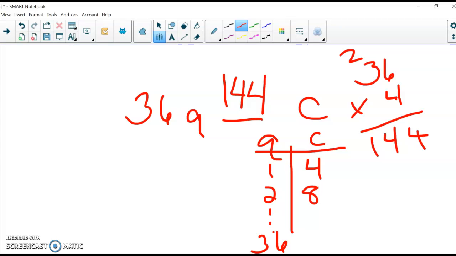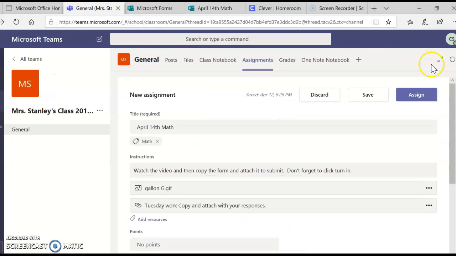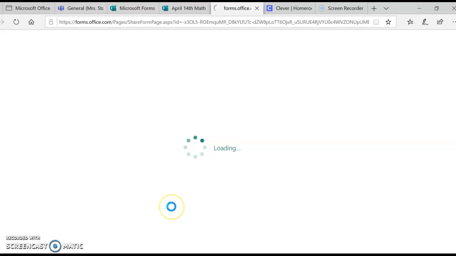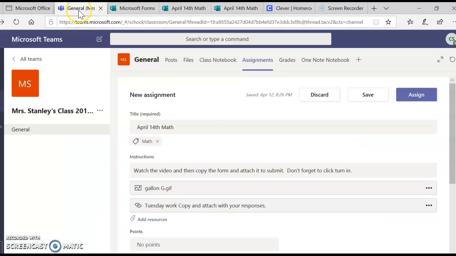So you will just click on the form that I've attached here. Let's close that out. You'll click on this form. You're going to click duplicate it, and then you'll submit it with your answers. Don't forget to click turn in at the end. Okay? Thank you.